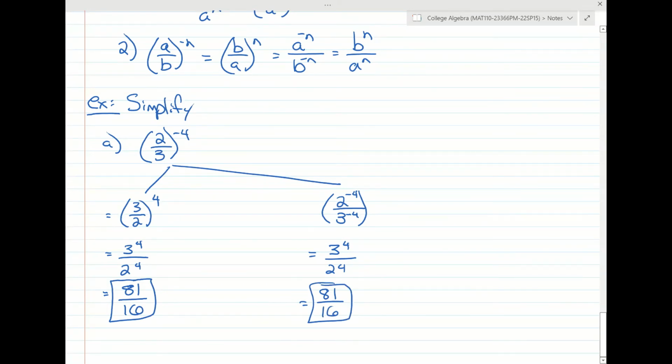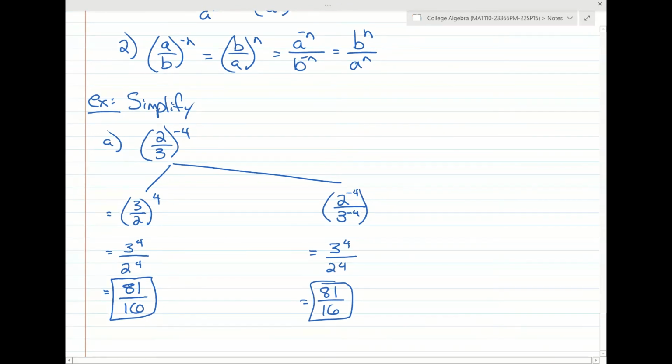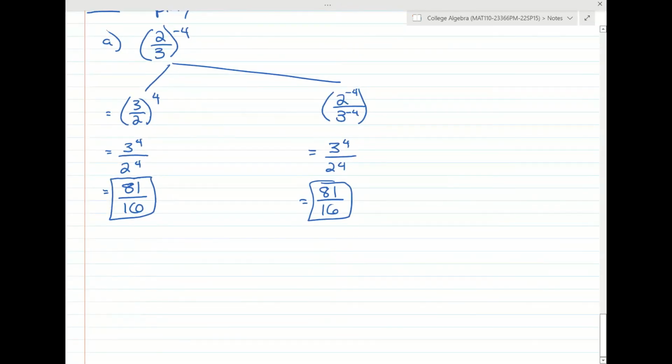So sometimes in math you have options, with whatever way you feel comfortable with. It might be different from the person next to you, or it might even be different than what I want to do. As long as you apply the rules properly, everything's fine. What about if we had 1 over 2x to the negative 5th power?